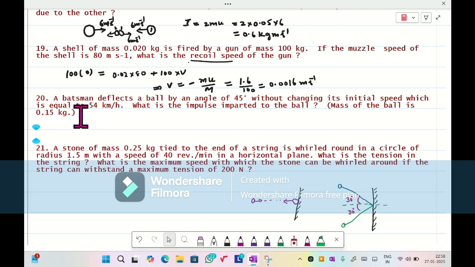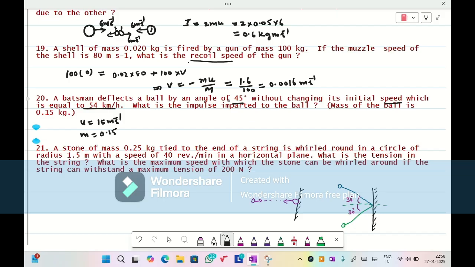Right. So now a batsman deflects a ball by an angle of 45 degrees without changing its initial speed, meaning it rebounds, equal to 54 kilometers per hour. So speed is equal to 54, that means u is equal to, converting into meters per second, 15 meters per second. And m is given as 0.15.